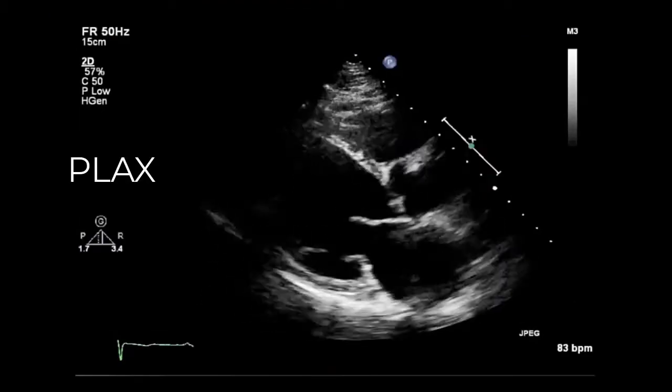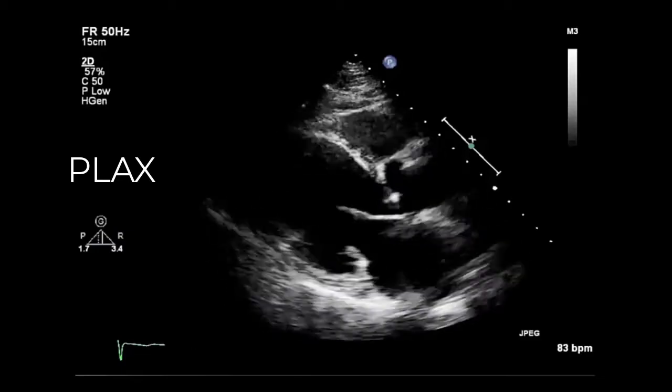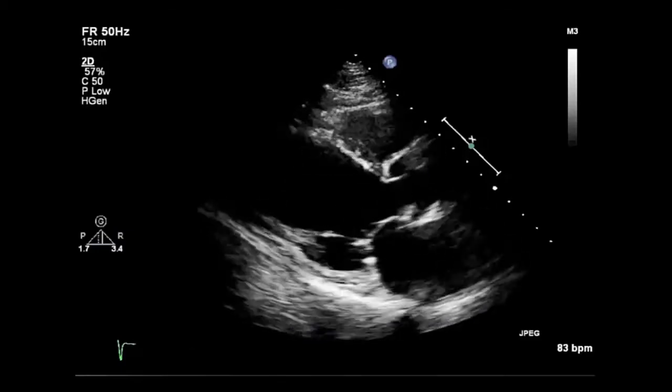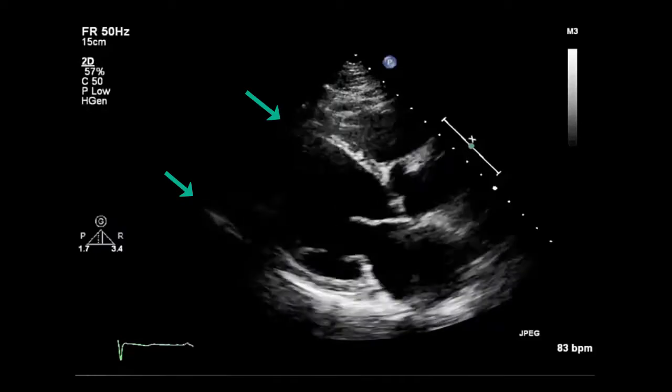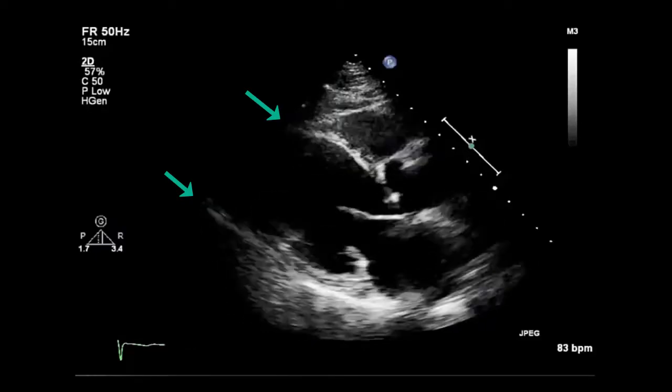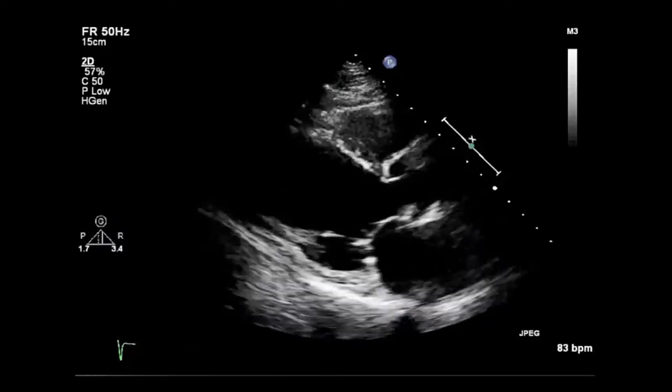This is the parasternal long axis view. The LV systolic function is significantly reduced. The walls are thin and hardly thickened during systole. There is only slight reduction in LV cavity size during systole.